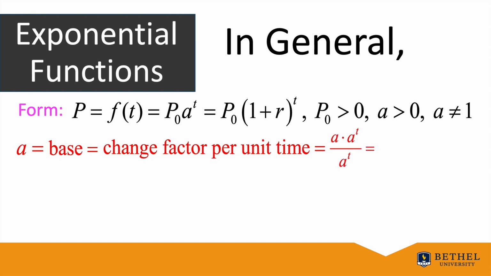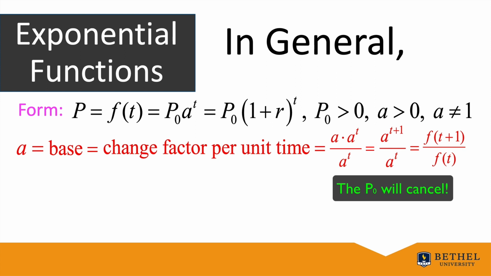If we multiply it by a to the t over a to the t, which doesn't change its value because that's just multiplying by 1, we can then use a property of exponents to write the numerator as a to the t plus 1 and represent a ultimately as f of t plus 1 divided by f of t. This works no matter what t is, and it also implies that f of t plus 1 is a times f of t, justifying the name change factor per unit time.